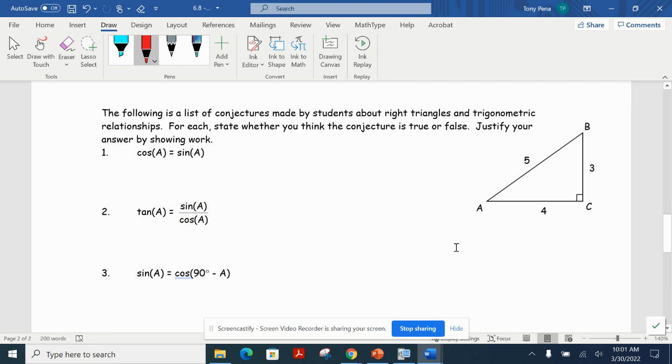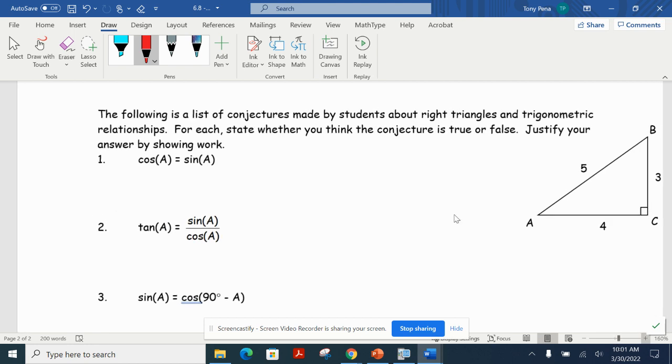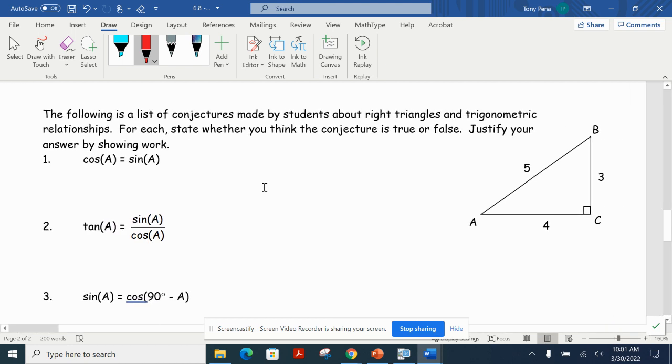Okay, so real quick, we'll get done one or two of these. You've got the gist of this, but this will be a little more practice. It says, the following is a list of conjectures. Conjectures are educated guesses, largely, in layman's terms, made by students about right triangles and trigonometric relationships. So we are back to a right angle, so now we can basically do those four things, Pythagorean theorem, and then sine, cosine, tangent.